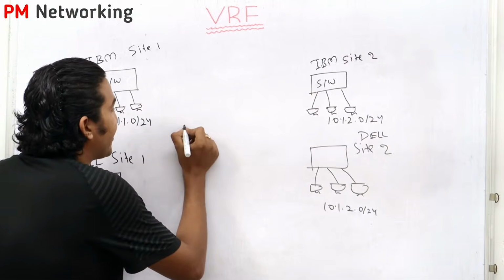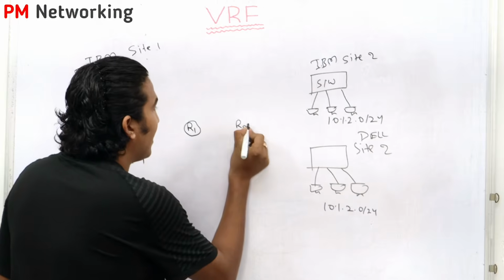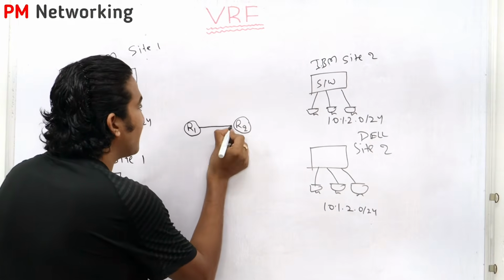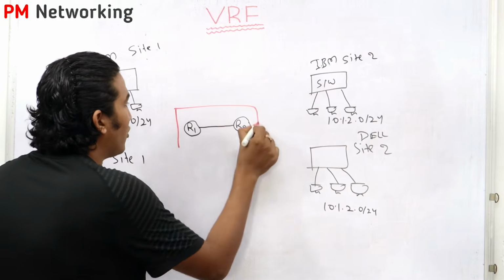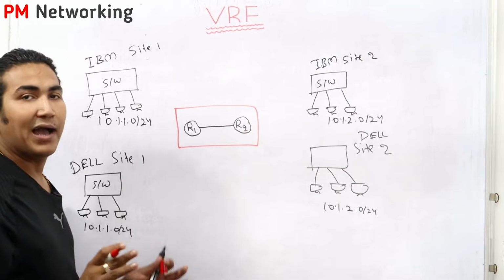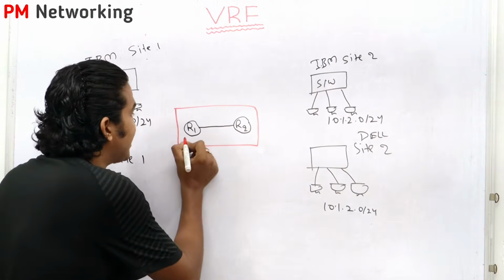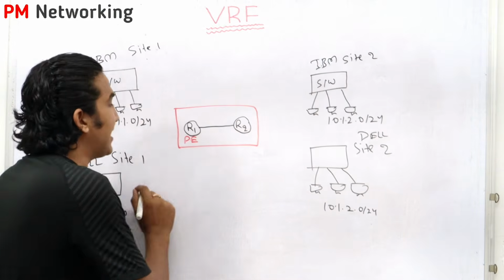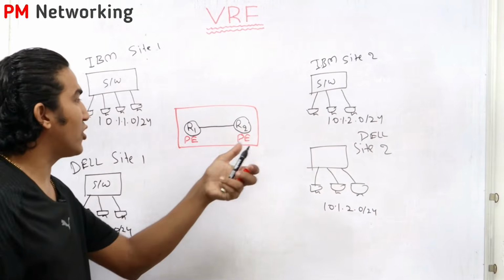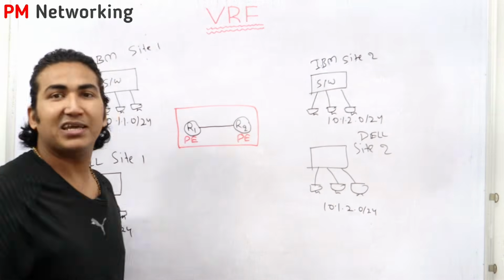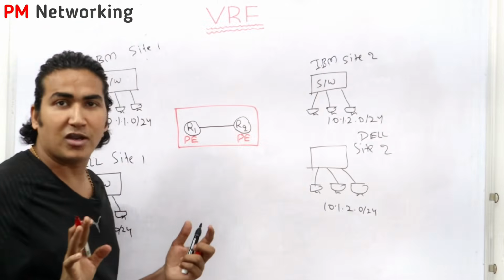So here is my network, let's say R1 and R2. This is the service provider. There will be some more routers between router 1 and router 2. I will show you while configuring. This is nothing but the PE router, provider edge router, and between the provider edges there will be lots of provider routers. Okay, so we are not discussing those routers for now.